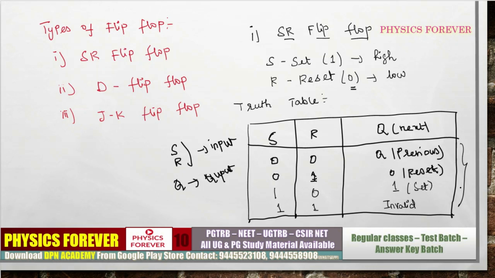So the question is: in an SR flip-flop, if both inputs have the value 1, then what is the output? The options would be 0, 1, invalid, or none of the above. Definitely this question can come. Okay, so this is the SR flip-flop.